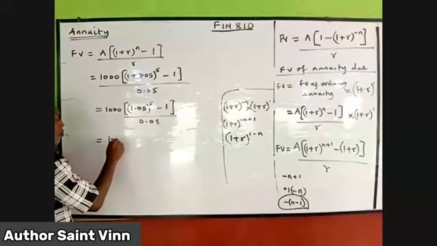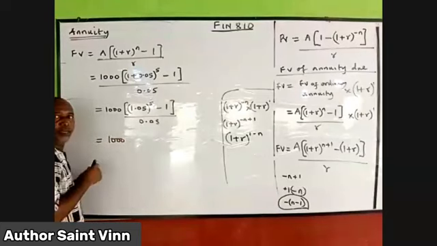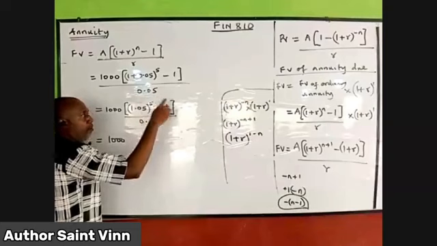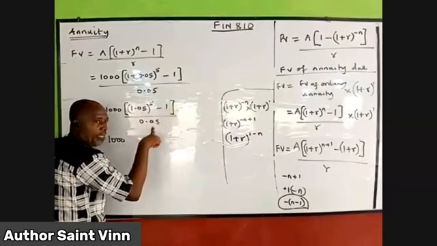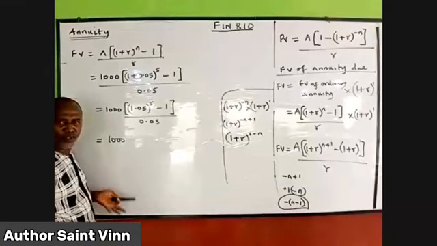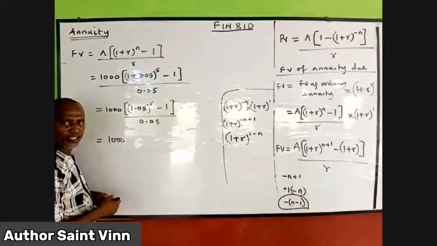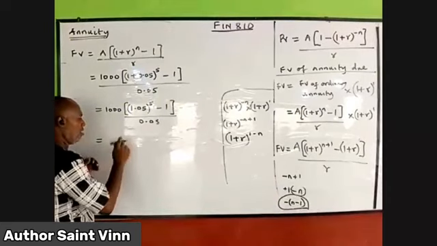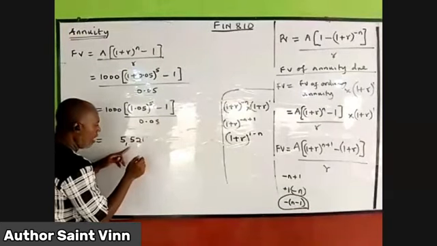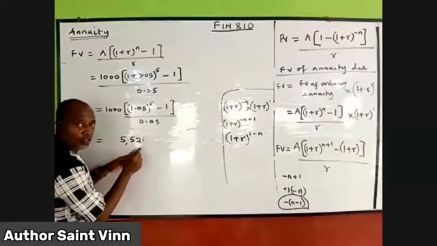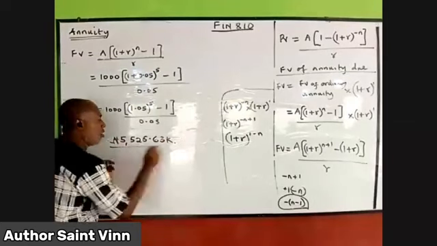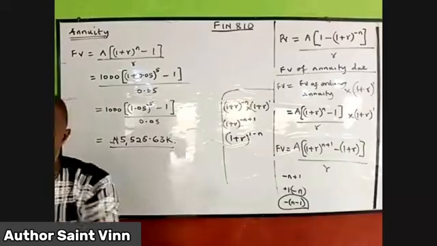See what I will do. This is 1,000. I can make it faster by pressing my calculator like this: 1.05 raised to power 5, minus 1, divide by 0.05, times 1,000. The answer will just come. So you got 5,525.63. Good. It's just to press the thing and it pops out.